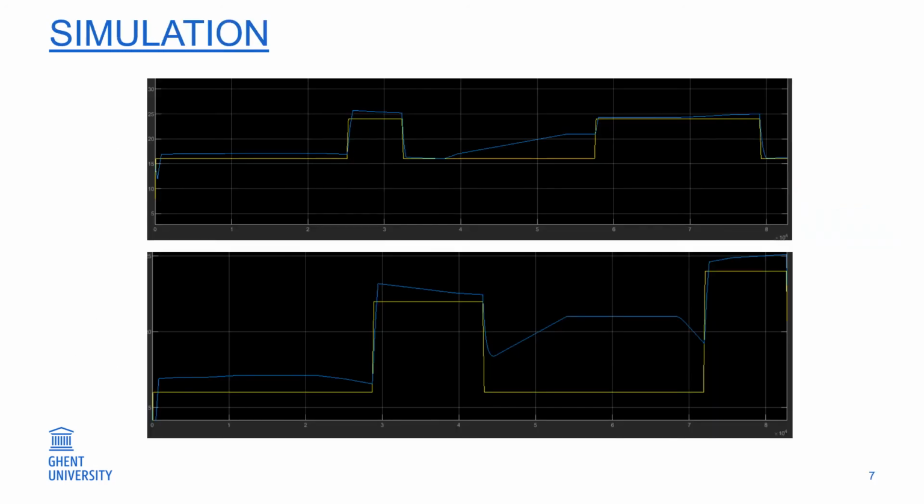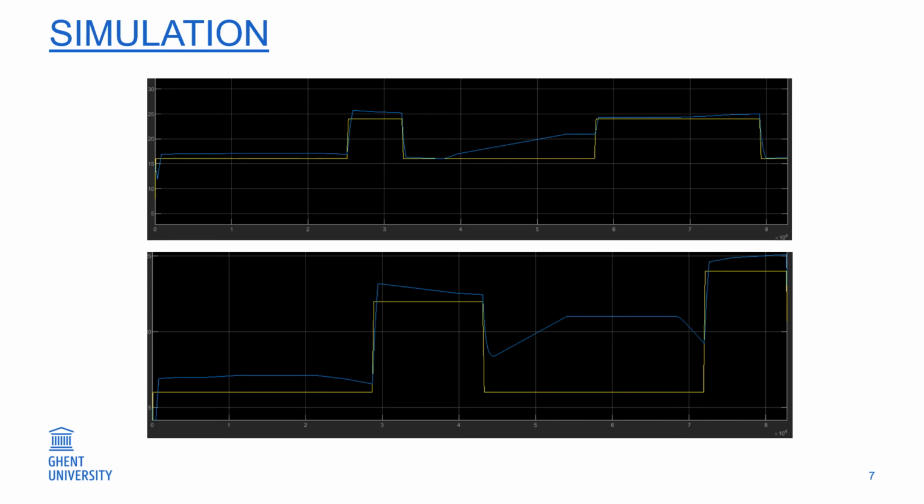The simulation boils down to putting all the components together and connecting them in the right way, and then let Simulink do the rest. Here we see two plots of the temperature in two different consumers for one complete day. The yellow lines are the functions for the set temperature. The blue lines indicate the actual temperature throughout the day for the consumers.